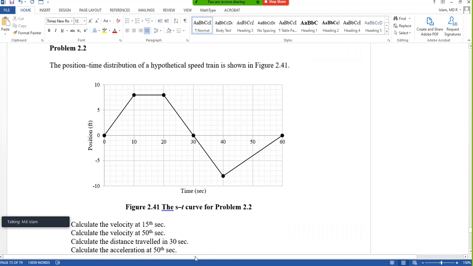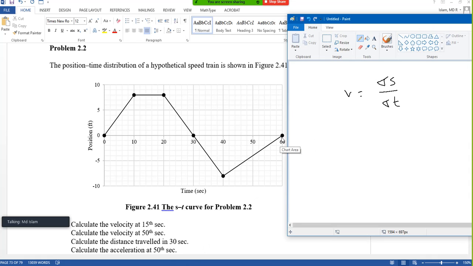So this value is 60, 0. That means 60, and this value is 40 minus 8. So minus 8, second was 40. So this is feet, this is second. Hopefully you learned what I did.